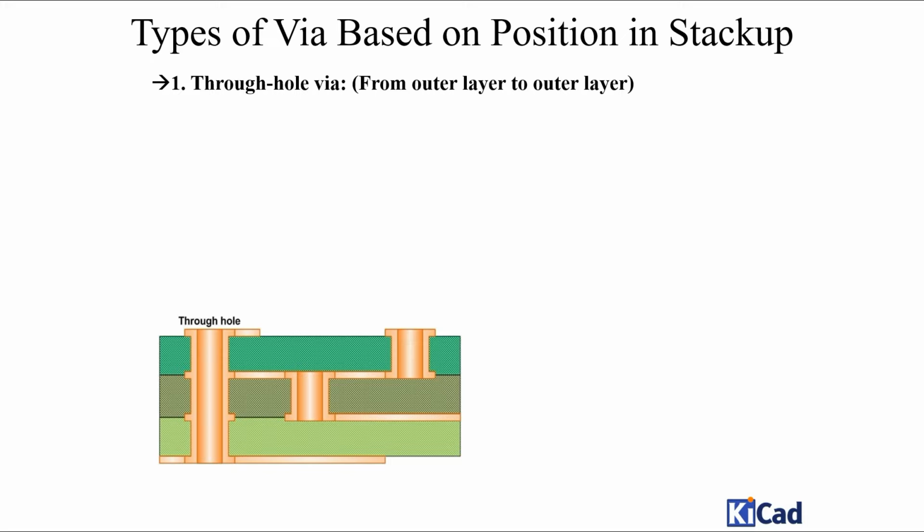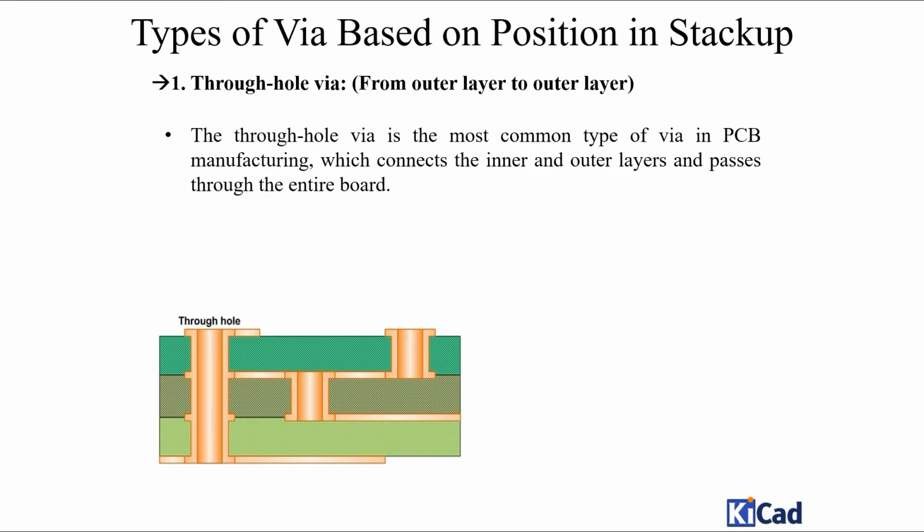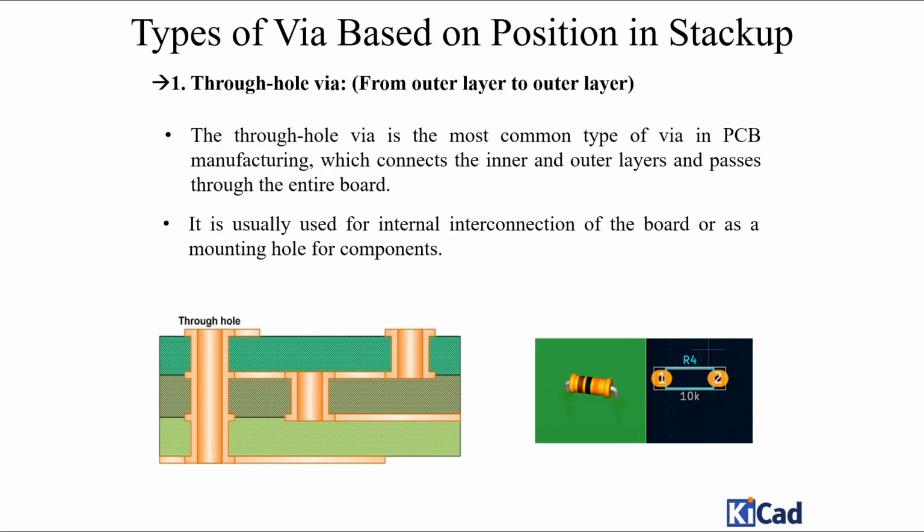The first one is the through hole via. This goes from outer layer to outer layer of the PCB. The through hole via is the most common type of via in PCB manufacturing, which connects the inner and outer layers and passes through the entire board. It is usually used for internal interconnections of the board or as a mounting hole for components.